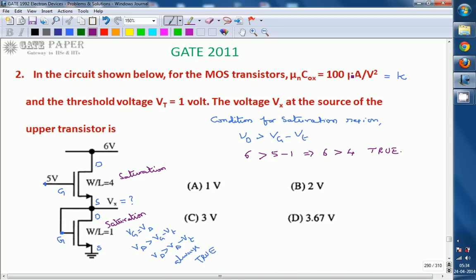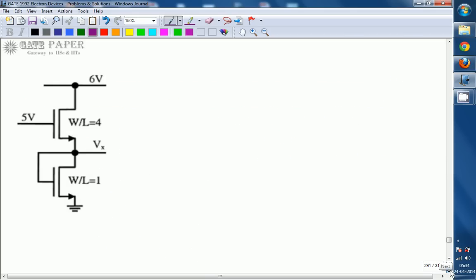K is given as 100 microampere per volt square, which is common for both transistors. So both are in the saturation region. Assume this is the current flowing through the upper transistor. The upper transistor current is IDU and the lower transistor current is IDL. Whatever the drain current is, it also flows through this source.